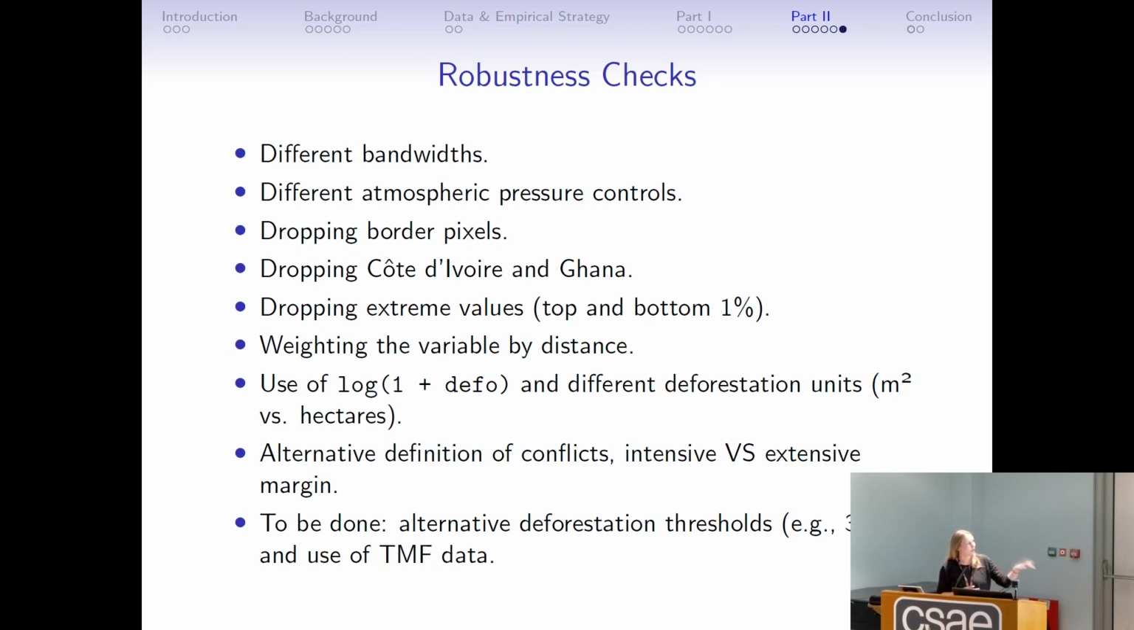We are dropping extreme values, we are weighting the variable by distance, we are using other specifications than the OLS and other units of our deforestation variable. We also have alternative definitions of conflicts, and it works as well in the intensive and in the extensive margins. So the incidence of conflicts: do we see a conflict where there were no conflicts before, or do we see an additional event of conflict in areas already subject to conflicts? And we still need to do a robustness check about different thresholds with regard to Hansen and co-authors, and using the tropical moist forest database.